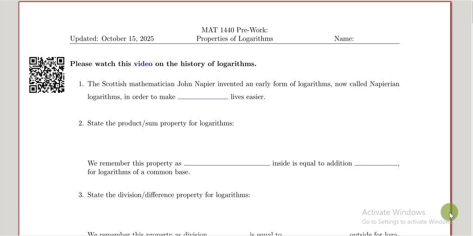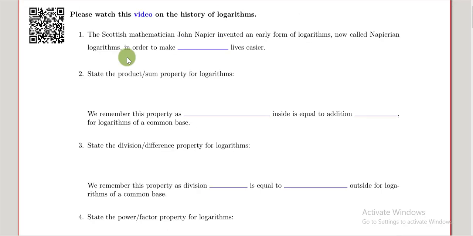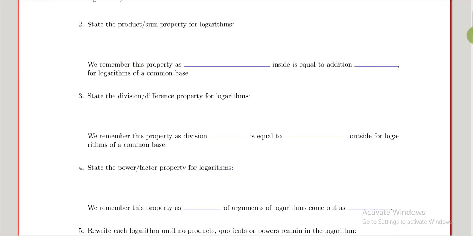So folks, this video is going to finish up our overview of logarithms, and what I want to focus on in this video is the properties of logarithms. We're going to see that those are related to the properties of exponents. I'm asking you to first watch this video on the history of logarithms, so take a look at it and answer the first question, and then let's jump into the rest of this together.